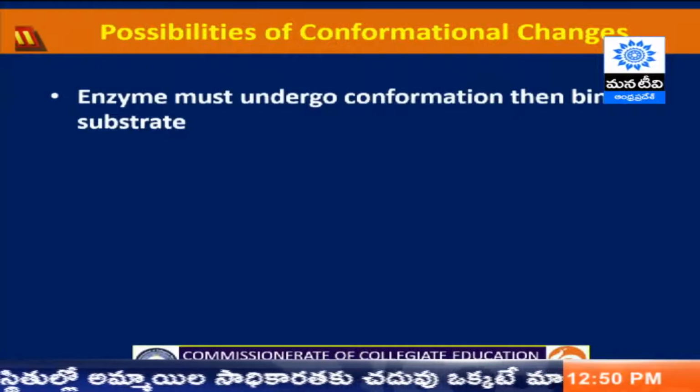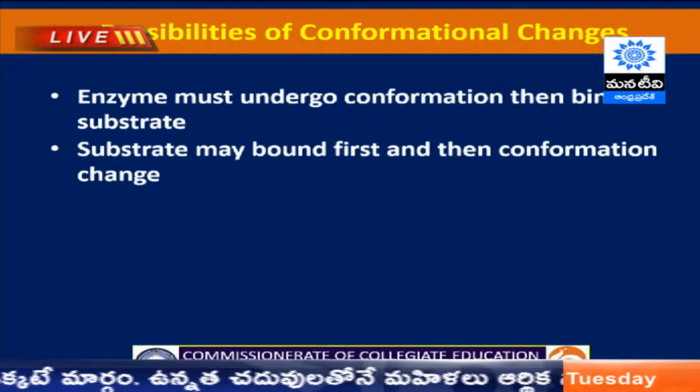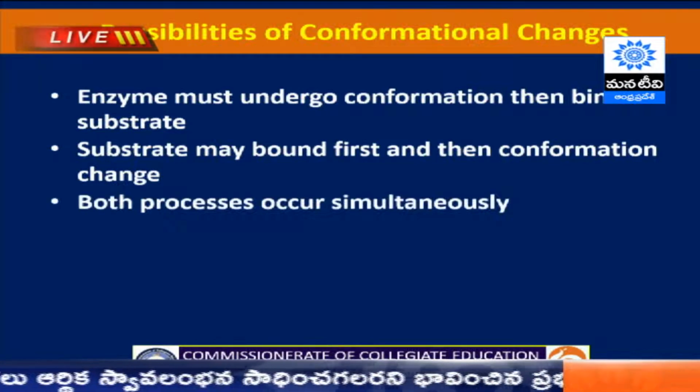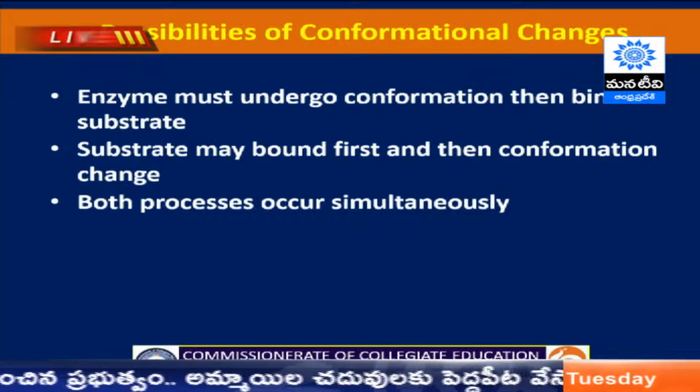There are three possibilities for the conformational changes. Whenever there is a change in the conformation of the enzyme upon exposure to the substrate, in the first case, the enzyme must undergo a conformational change first, then bind the substrate. In the second, the substrate may bind first, and later the conformation changes. In the third, both processes occur simultaneously. So according to Koshland, due to these three possibilities, conformational changes occur in the enzyme substrate complex formation.